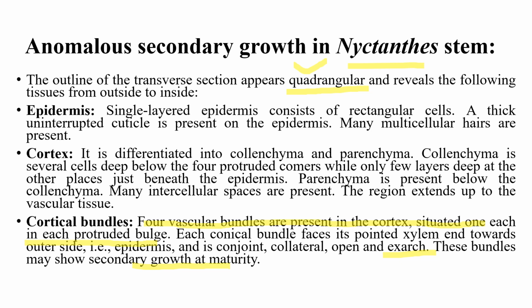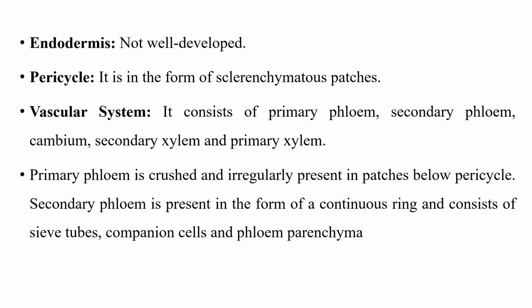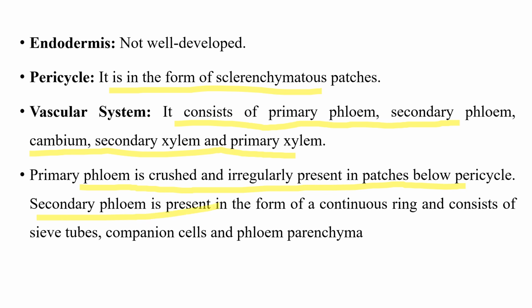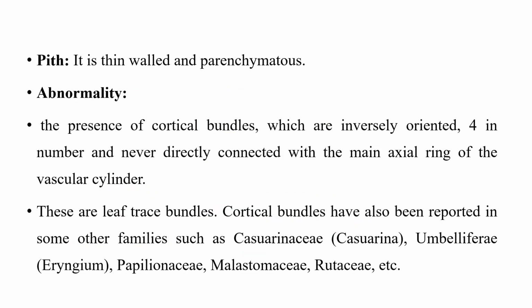So in primary growth, these cortical bundles are also present during the primary growth. Then endoderm is not well developed. Pericycle is in the form of sclerenchymatous patches. Vascular system consists of primary phloem, secondary phloem, cambium, secondary xylem and primary xylem. Primary phloem is crushed and irregularly present in patches below the pericycle. Secondary phloem is present in the form of a continuous ring and consists of sieve tube, companion cell, phloem parenchyma. Then pith is thin-walled and parenchymatous.